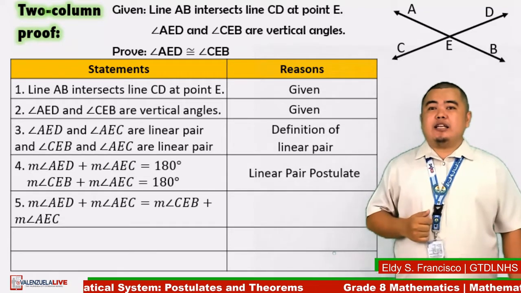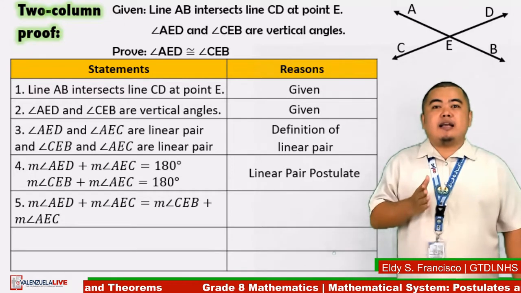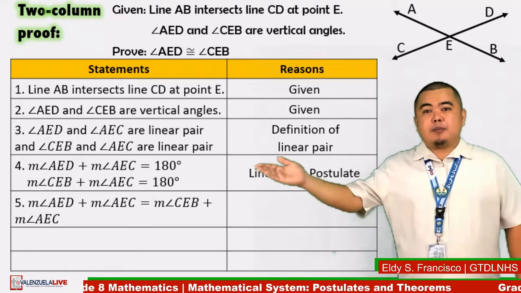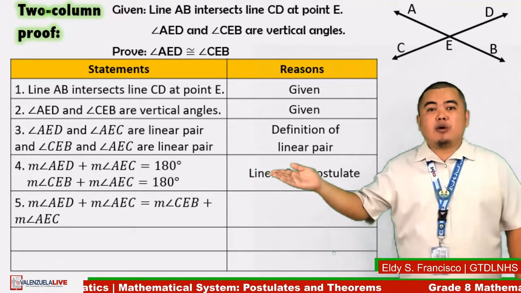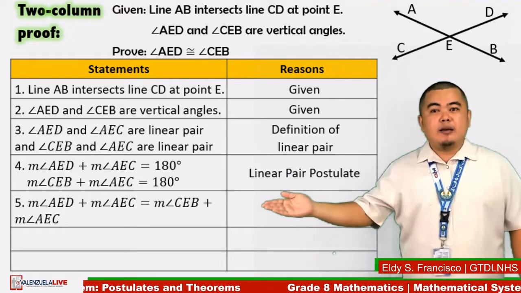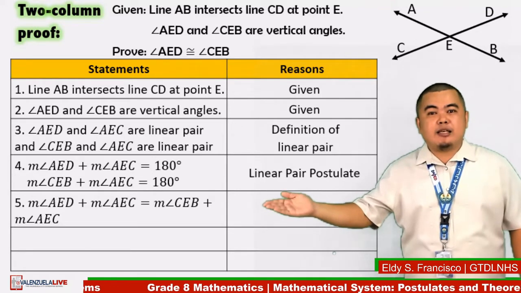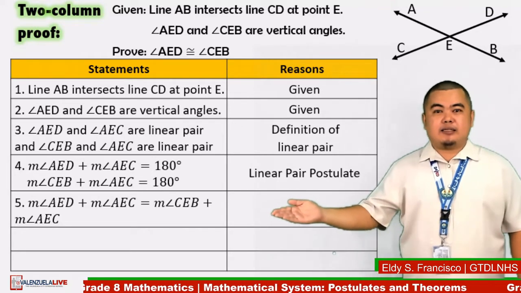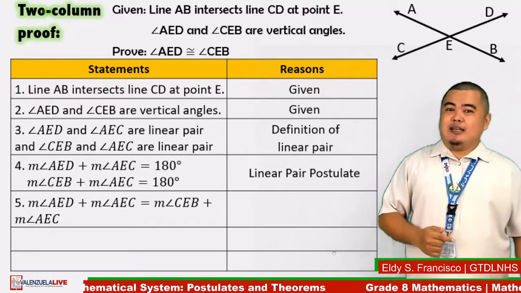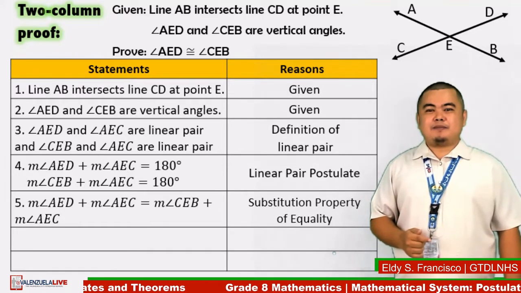measure of angle AED plus measure of angle AEC. So, if measure of angle AED plus measure of angle AEC equals 180 degrees, and measure of angle CEB plus measure of angle AEC is equal to 180 degrees, then the measure of angle AED plus measure of angle AEC is equal to the measure of angle CEB plus measure of angle AEC. And what is the reason? Yes, the reason is substitution property of equality. Okay.